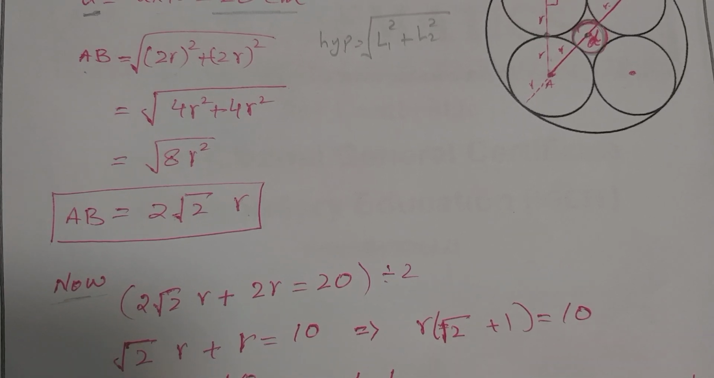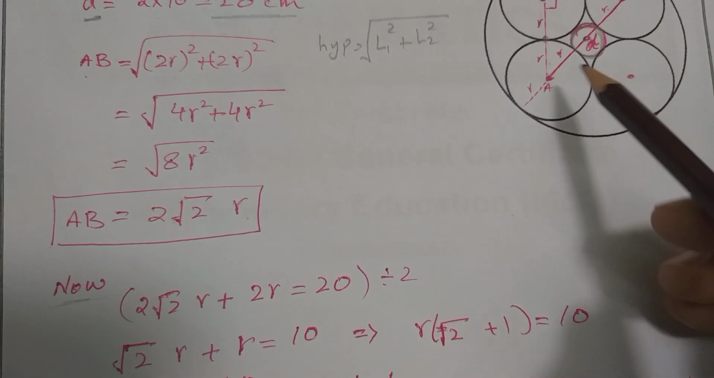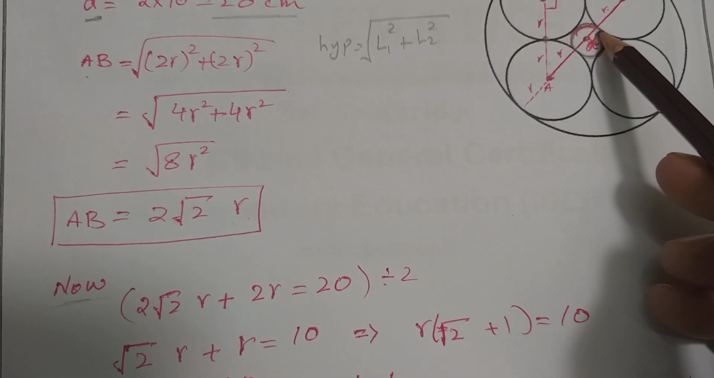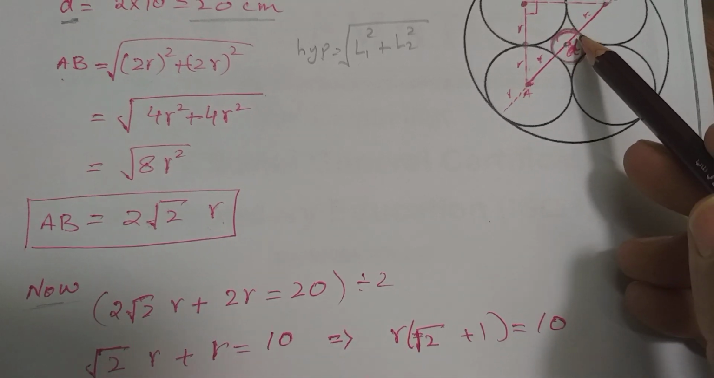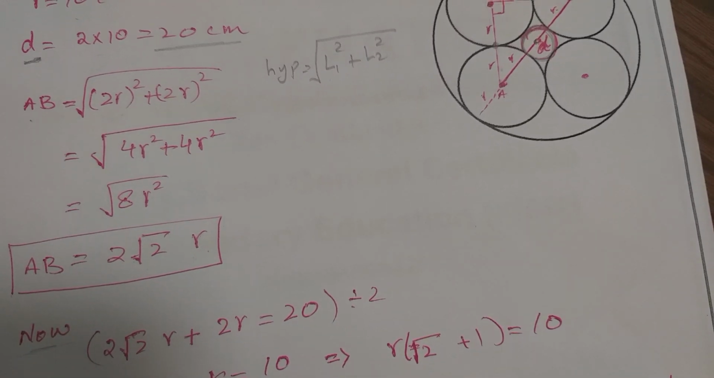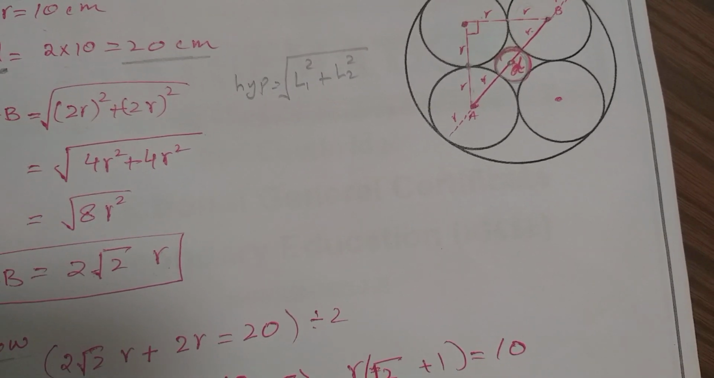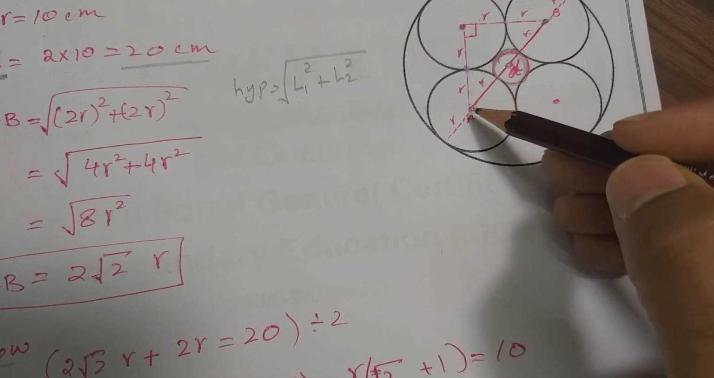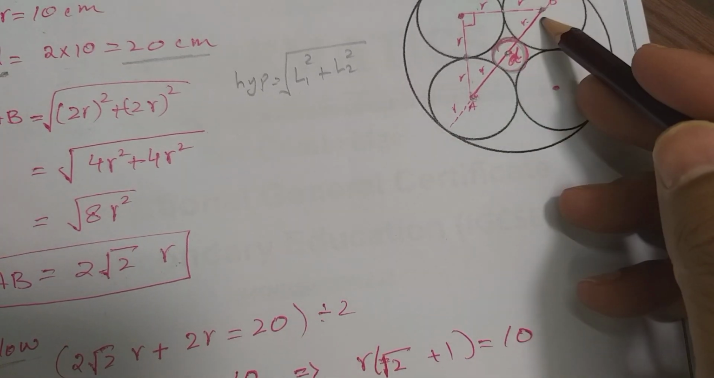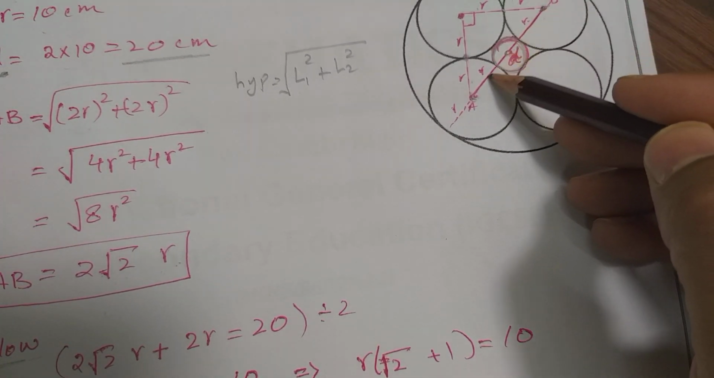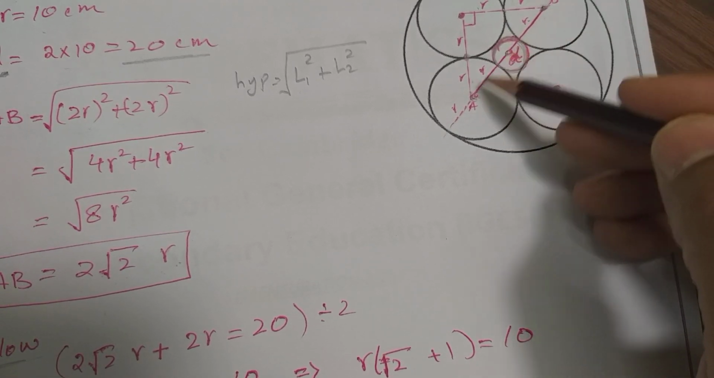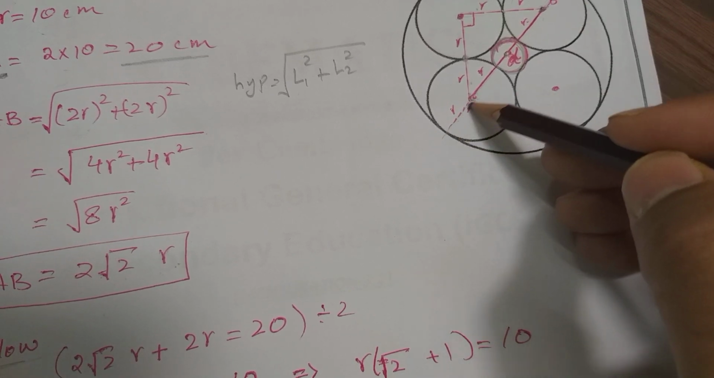Now we need to find the value of r, because we need to find the radius of the circle which can fit easily between these four circles. If you look here, from A to B we found 2 square root 2 r, but the complete length is the diameter. From here to here is 10, and 10 plus 10 equals 20. So the complete length equals 20.